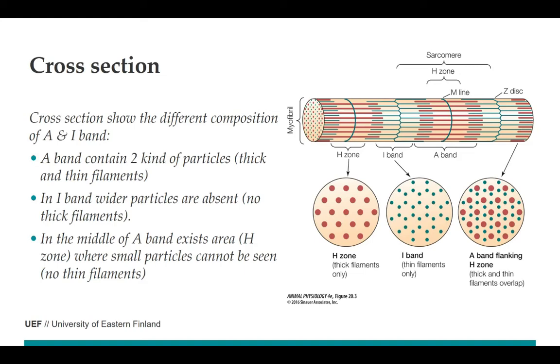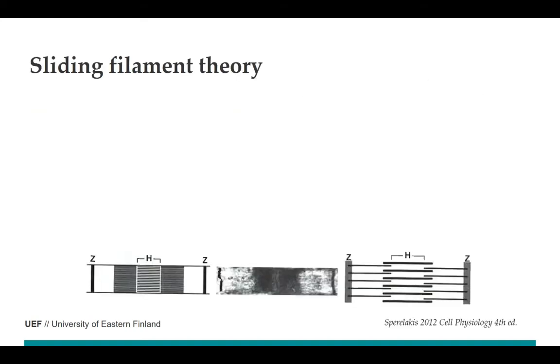So that makes sense that, if you are moving these filaments, then you are maybe affecting how wide these zones are. And from that, they already got in the 50s the sliding filament theory. If you have an electron microscope picture of the filament, you can see that in the center it's completely black, and on the left hand and right hand side, it's quite pale. So there are areas where there is only thick filament, and areas where there is only thin filament.